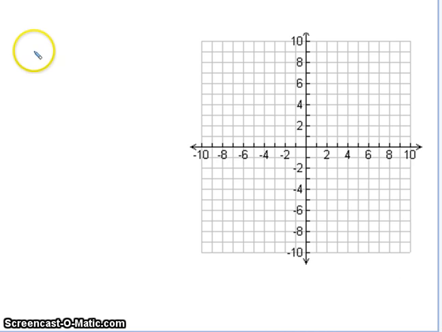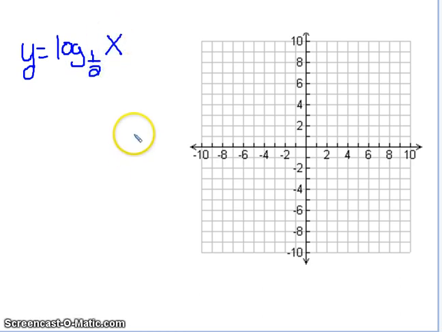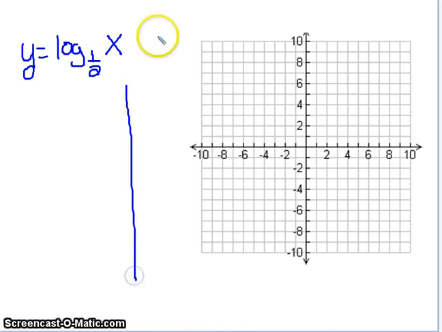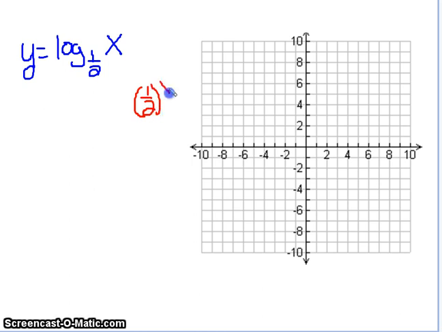We haven't done one where we had a number that was in between 0 and 1, so quickly I want to look at that situation. If I give you y equals the log base 1/2 of x, that is going to give me a situation, I'm going to use a different color, where if I do exponential, y equals 1/2 to the x.